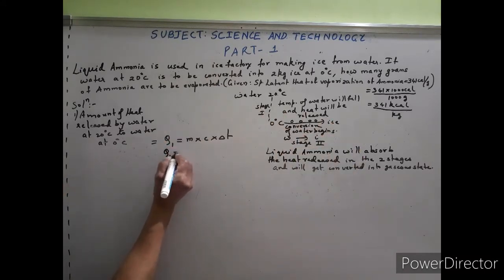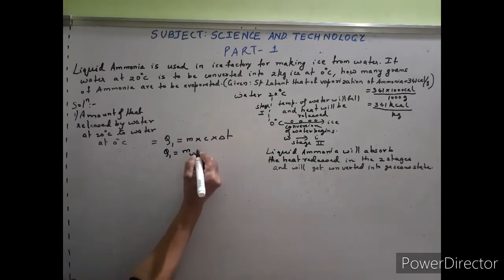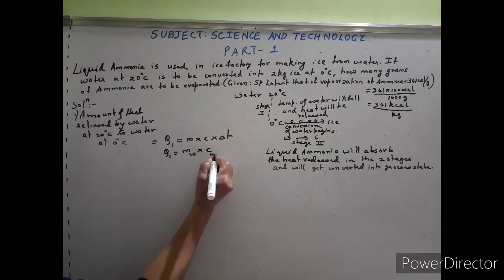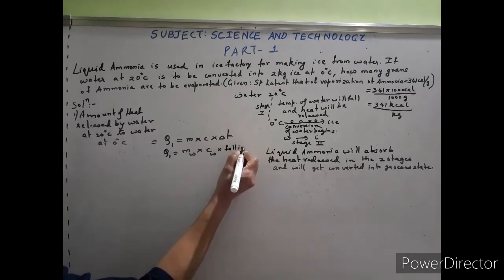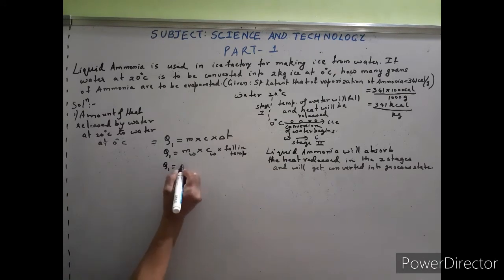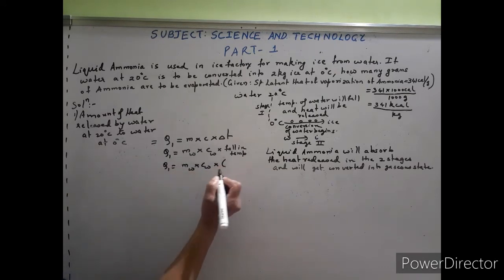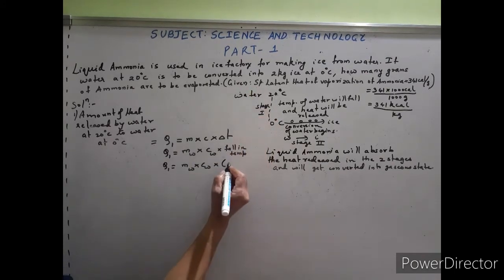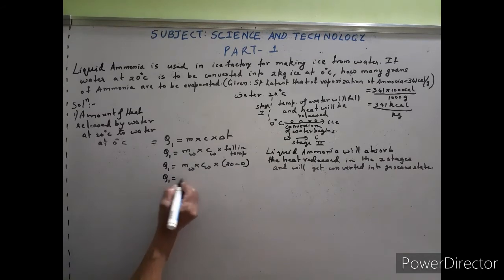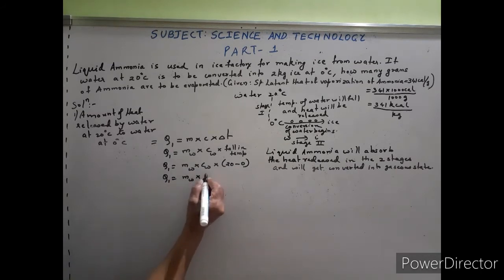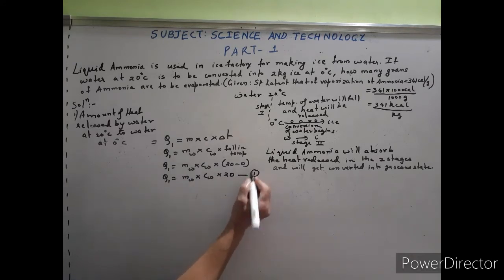So Q1 is equal to mass of water लेंगे into specific heat capacity of water लेंगे into fall in temperature, क्योंकि यहाँ temperature fall हो रहा है. So Q1 is equal to mw into cw into fall will be 20 से 0, so 20 minus 0, so Q1 is equal to mw into cw into 20, give it number 1.